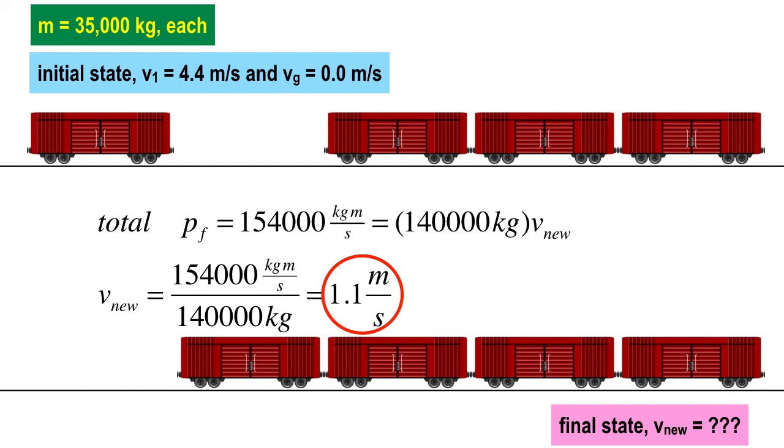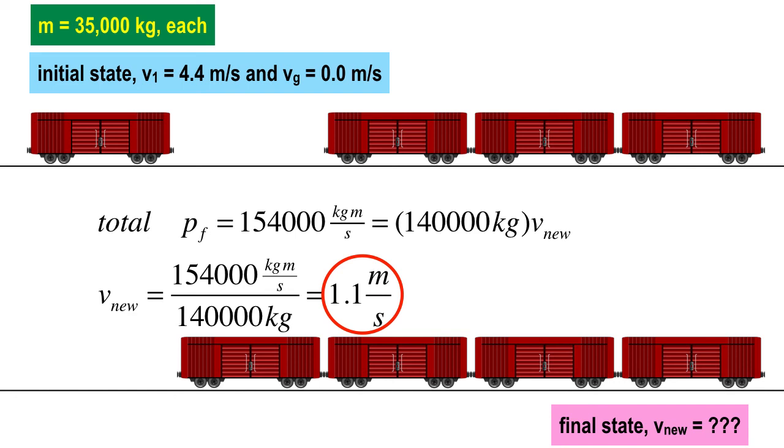38,500? All right. So his final is 38,500. His initial was 154,000. So later minus earlier, his delta P is a negative number. And that signifies that he got a negative, or leftward, interaction force from the other three boxcars. It slowed him down. Question?